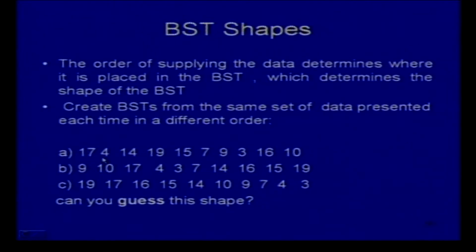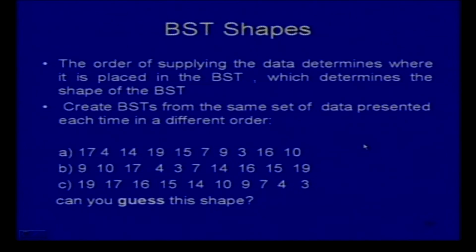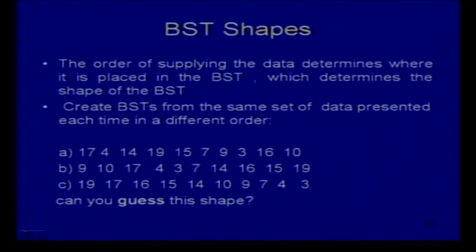Then I take 4, and I see that it is less than 17, so I attach it to the left side of 17. Then I see 14, 14 is less than 17, so I come here. Now 14 is greater than 4, so it goes to the right of 4. 19 is greater than 17, so it goes here, and so on. Now if you take the decreasing order, what happens? I have 19 as a root node, 17 comes this side, all these nodes will come only on the left. So, I will have a root with only a left subtree and no right subtree at all.